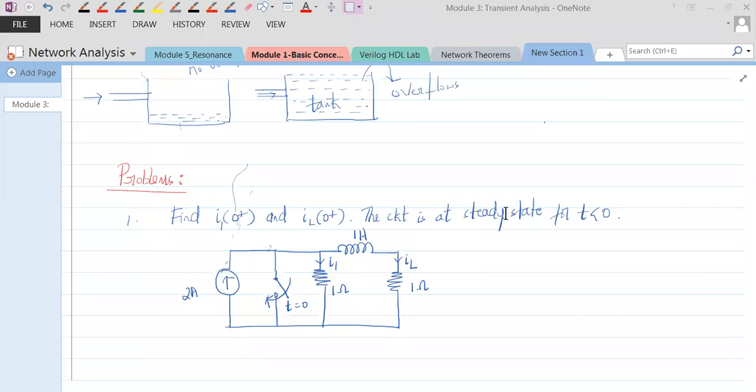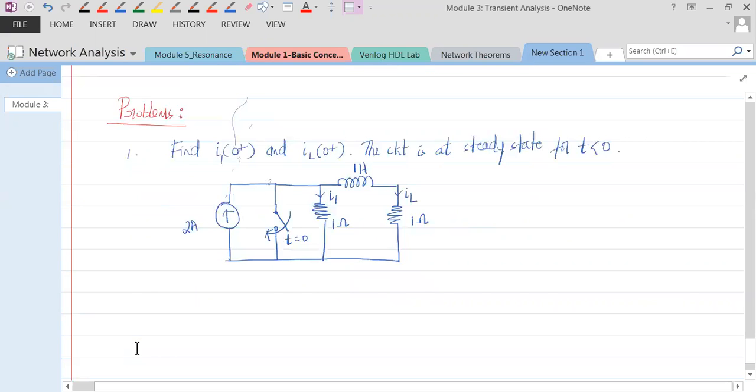So the circuit was in steady state means the switch was open for a long time before it is closed at t equal to 0. Is it understood? So let's summarize that. Since this is the first problem, let's understand what all is given there.